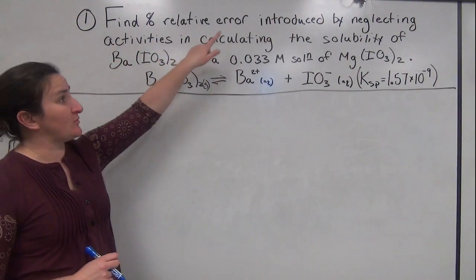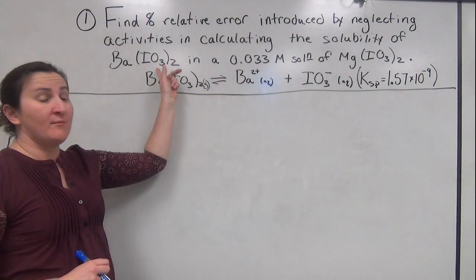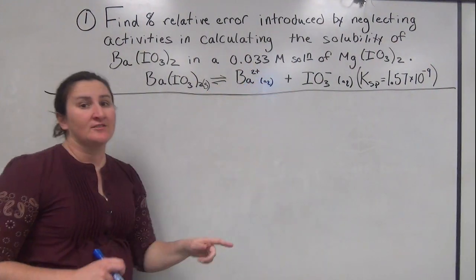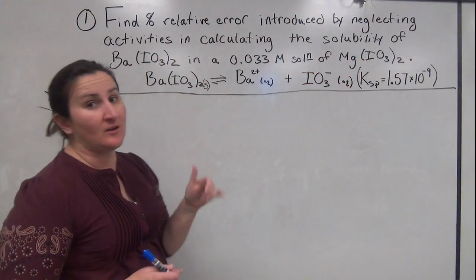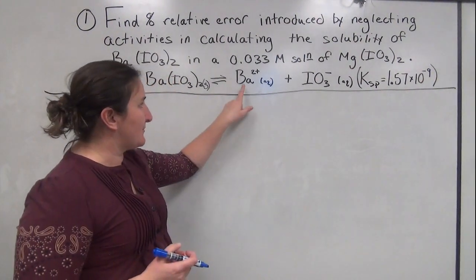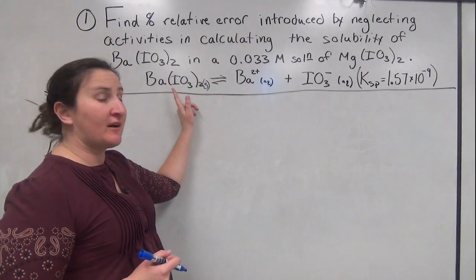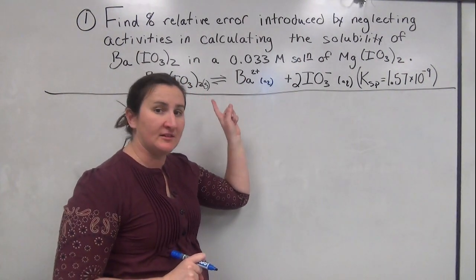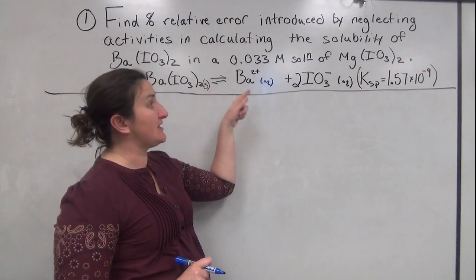We want to find the percent relative error introduced by neglecting activities in calculating the solubility of barium iodate in a 0.033 molar solution of magnesium iodate. So the first thing I would notice is, when it asks you to calculate the solubility of barium iodate, what is it asking you for? Yes, it's asking me for the solubility, but what does that mean? Remember, solubility is basically asking you to find which species is 1-to-1 with the solid that was dissolved. In this case, that's barium. So barium is the thing that's going to tell us the solubility.